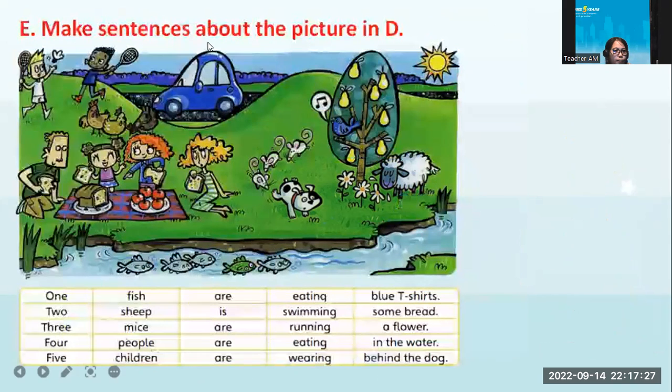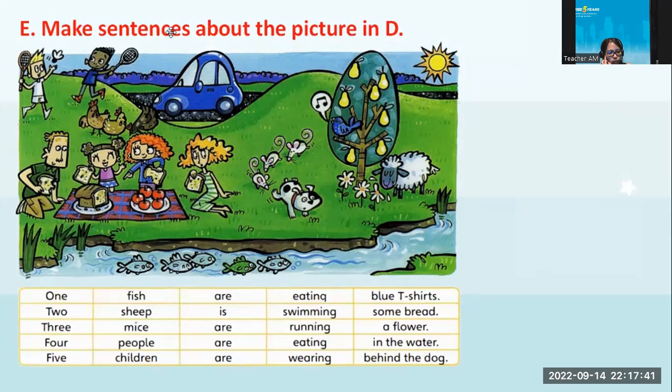Okay, so here, I want you to make sentences about the picture in D. One fish are eating two blue t-shirts. Two sheep is swimming some marine. There are three mice are running a flower.